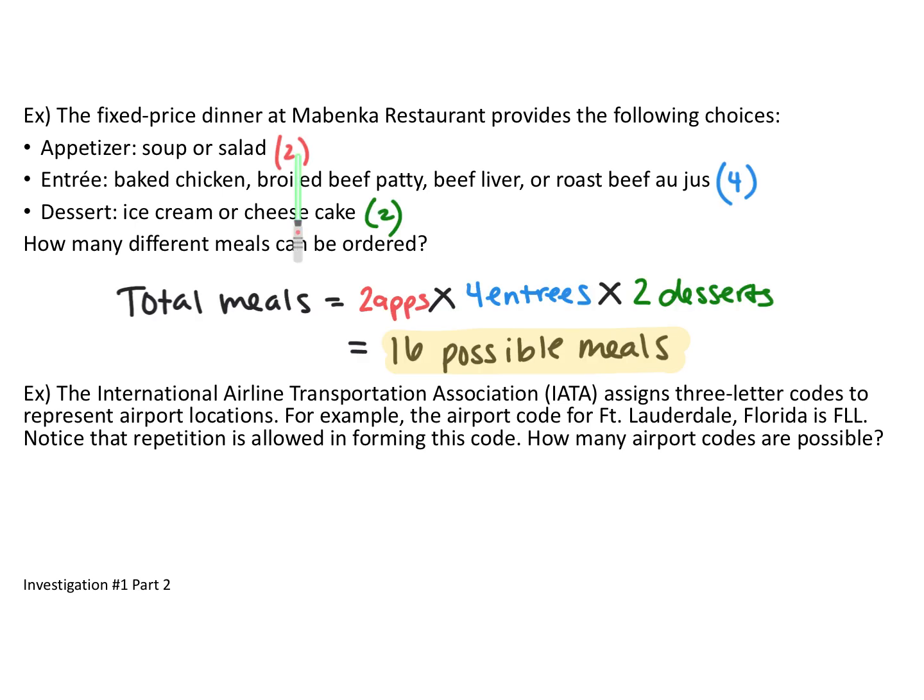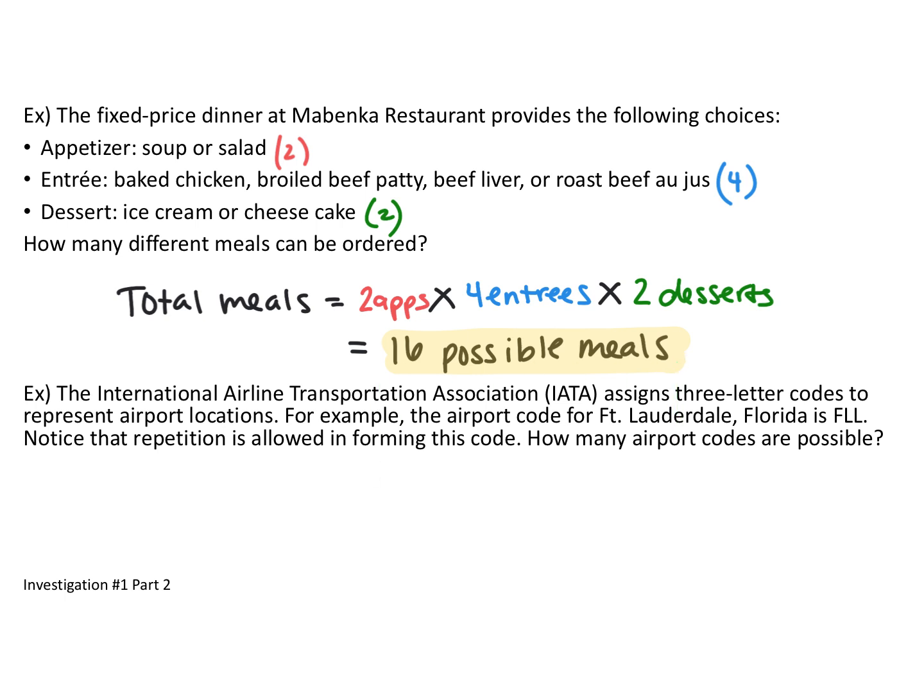So for appetizers, there are 2 choices. For entrees, there are 4 choices. And for desserts, there are 2 choices. So this is the fundamental principle of counting. So there are 2 times 4 times 2 options. So there are 16 possible meals.